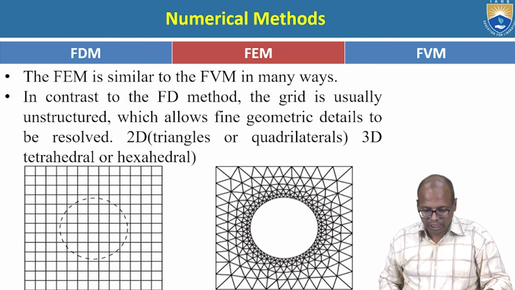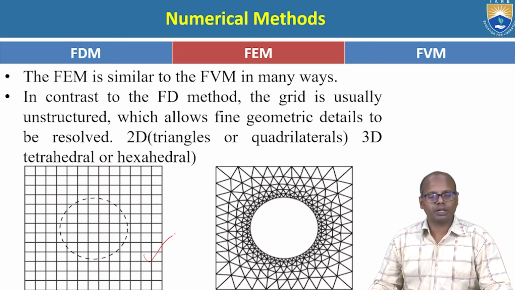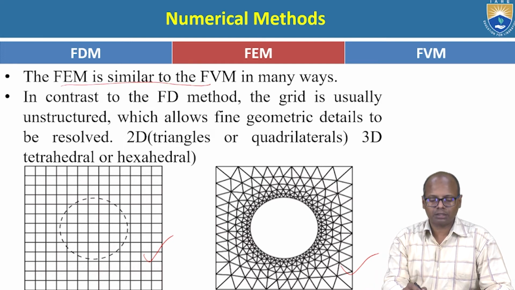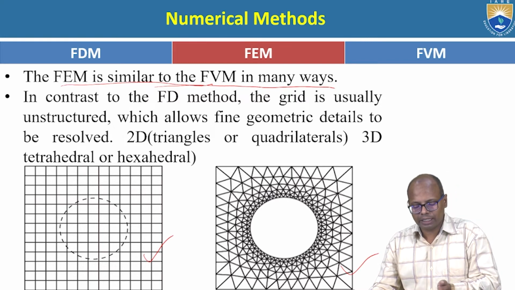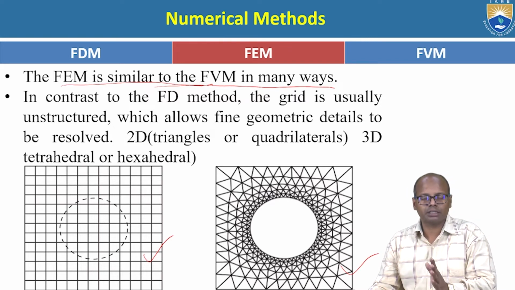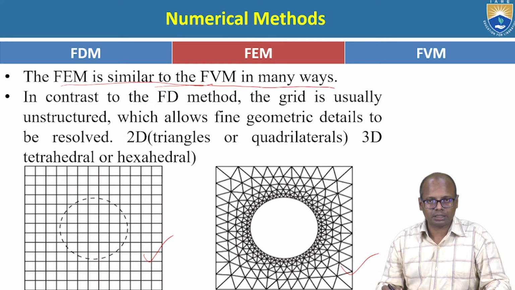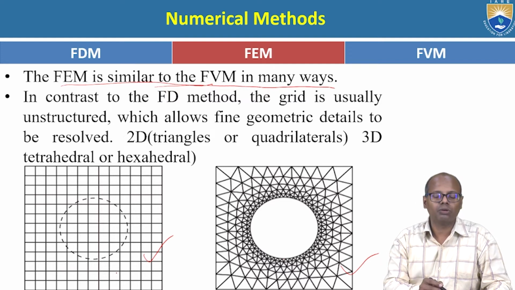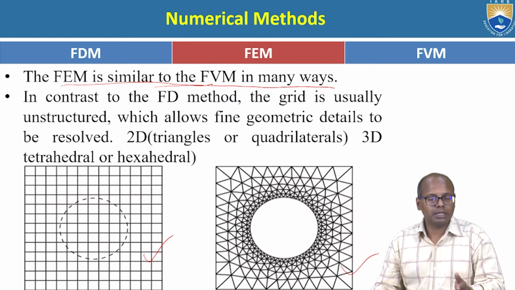Now we will move on to FEM. This is the grid for FDM and this is the grid for FEM. FEM is similar to FDM in many ways. How is it similar? Here also we are dividing and here also we are dividing. That is the only way it is similar. Here we are dividing the domain into finer parts called grid, and here also we are dividing the domain into small parts. This is also a grid.